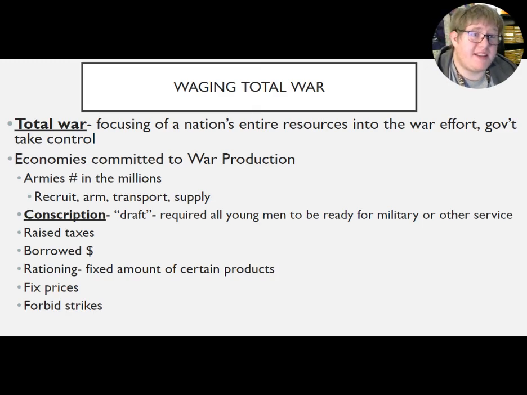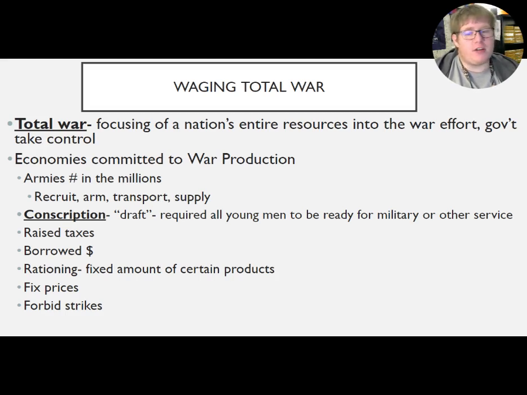We're going to see the armies of these countries rise into the millions, where their main goal is going to be to recruit, arm, transport, and supply them as fast as possible. We're also going to have the idea of conscription being introduced, or as some of you may know it, the draft, requiring all young men to be ready for military or other service. We'll also see in a lot of these countries the raising of taxes. People are going to borrow money to help fund the war effort.